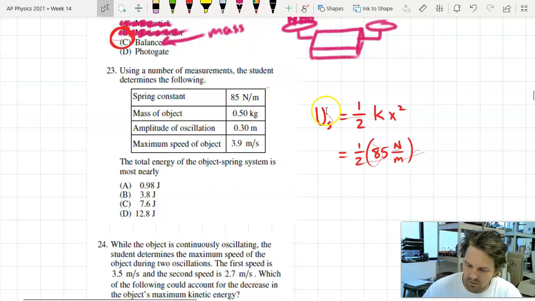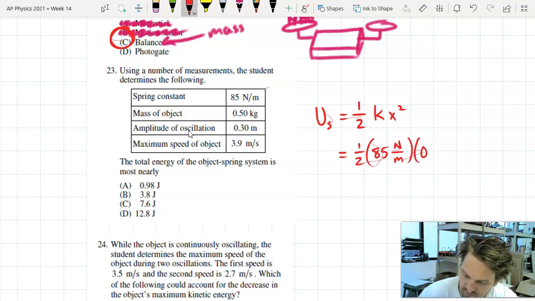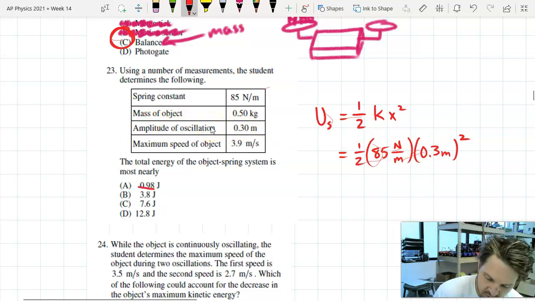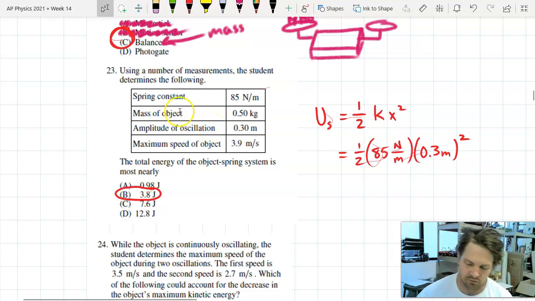And the stretch length would be the same thing as the amplitude of oscillation. Amplitude being like the biggest amount it's going to displace. So that would be 0.3 meters squared. And even if you were confused about that, you would be looking for a distance here. You'd be looking for something that's measured in meters or centimeters or something, right? So that's our only length. So once I plug all that stuff in, I get an answer of B, 3.8 joules.